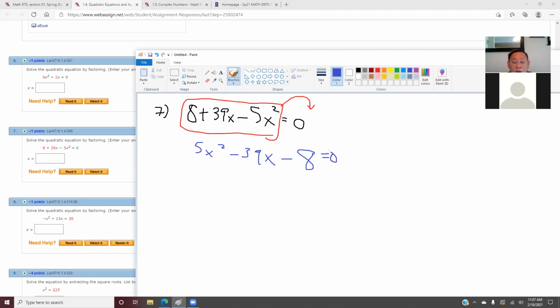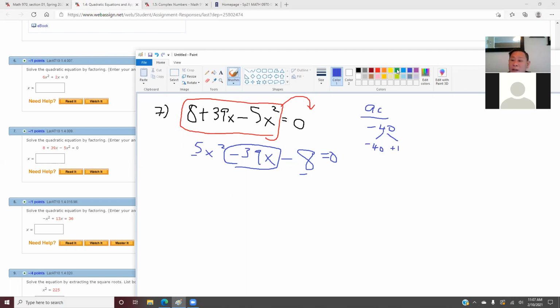Since this question calls for factoring, you can factor this because you have the A in front and the C, so you use the AC method that you did in P4. So 5 times negative 8 is negative 40. Then you have to find a combination that gives a negative 39x. I think the combination is negative 40 and positive 1. That will give me negative 39x.